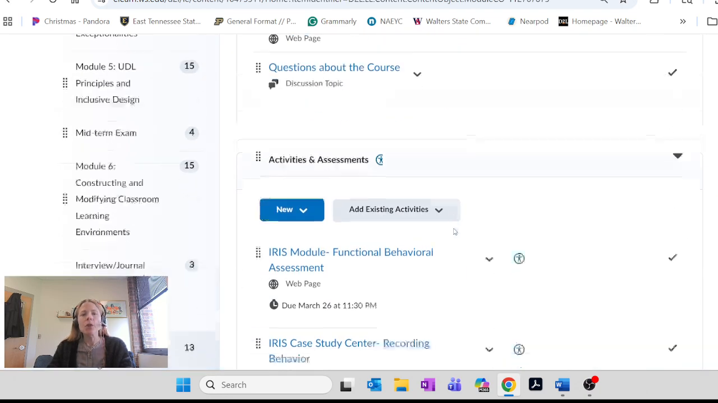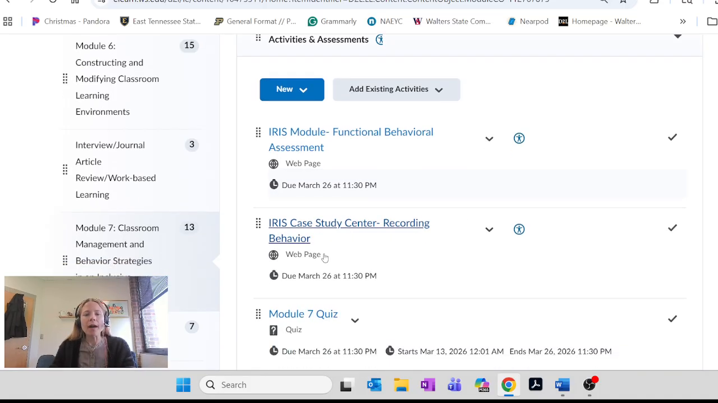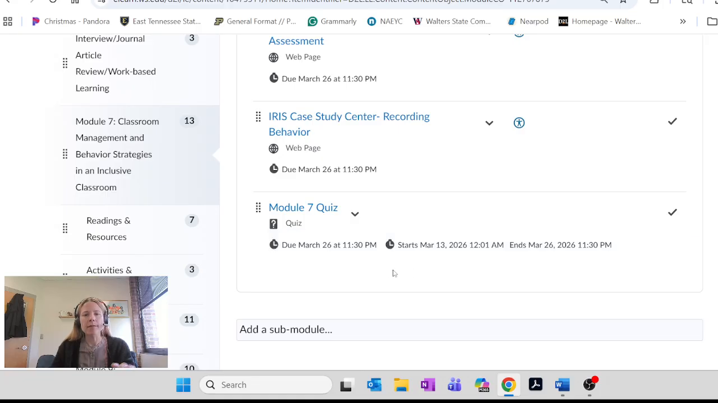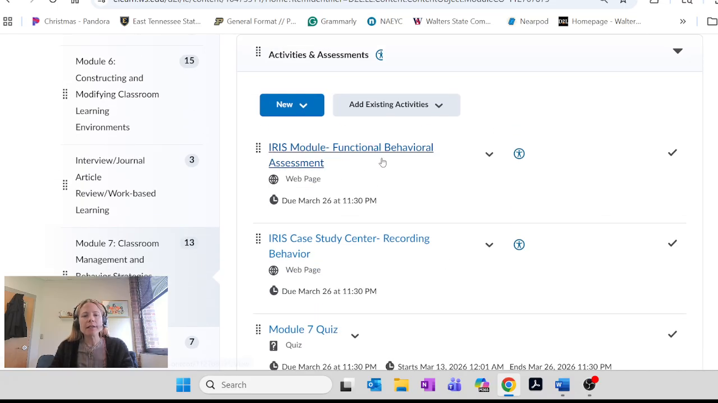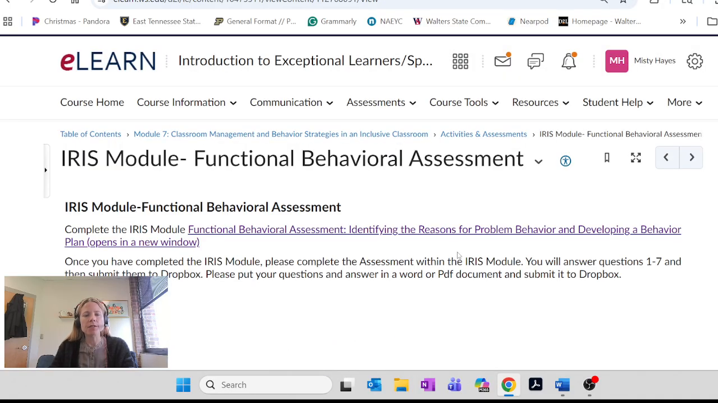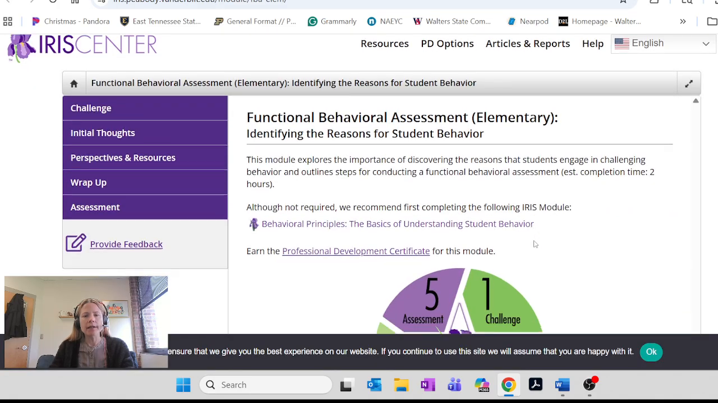Okay. So what are you going to do for assessments? Well, I have a few things for you to do. You have your Module 7 quiz, and remember, you can take that as many times as you would like during that window of opportunity. But you have two things here that I want you to look at. The first one is going to be the IRIS module, which is the functional behavior assessment. And what you're going to do is when you click on it, it's going to take you here.